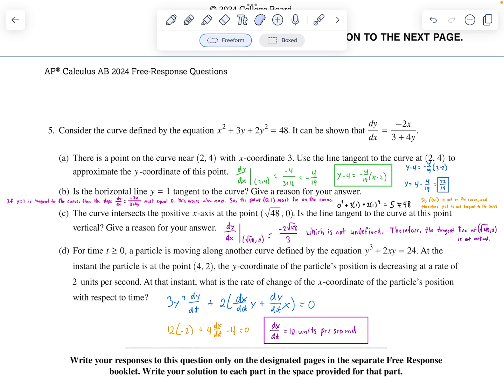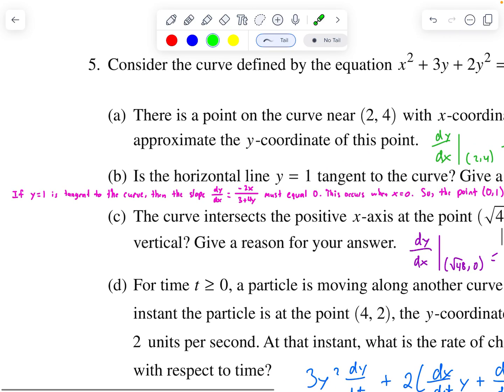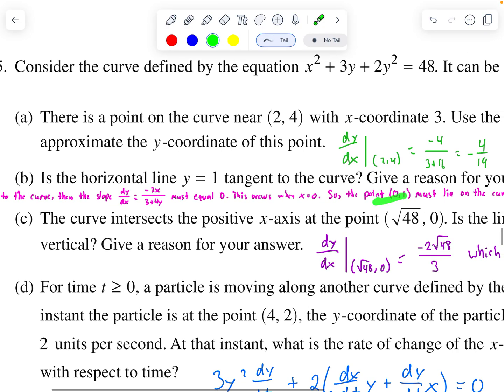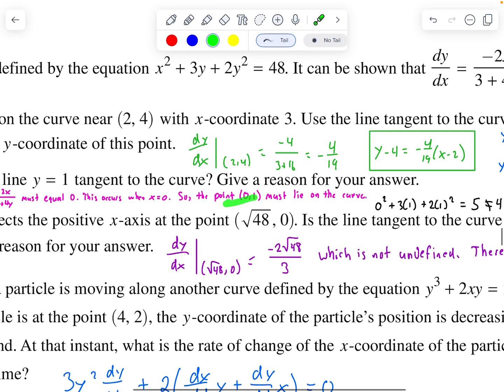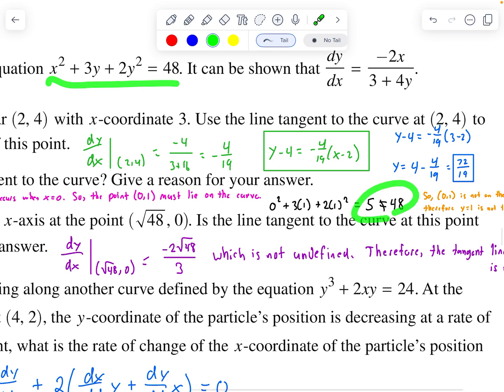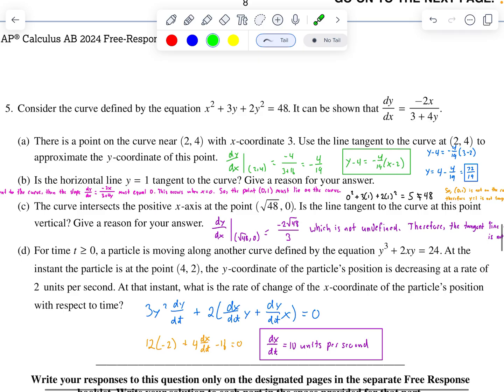On B, there's 2 ways to do this one. Is the horizontal line y equals 1 tangent to the curve? The way I did it is I said, all right, if y equals 1 is tangent, then the slope must equal 0. So I found the x value where the slope is 0, which is 0. So now I know the point 0, 1 must lie on the curve for it to be true. So you plug in 0, 1 and you get 5 equals 48, which of course is not true, which means the place that we found the slope to be 0 doesn't exist on the curve. And so there is no slope of 0 that exists on this curve.